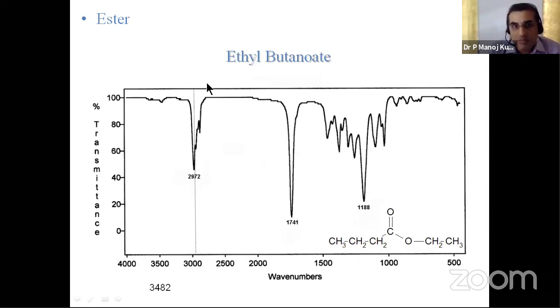And see the peak here, what peak are you getting? You are not getting any peak above 3000. Can you compare this? Any peaks above 3000? No. Why? Because only the saturated portion is there. CH3, CH2, CH2, CH2, CH2. You will not get any peaks above 3000. Suppose if the compound contained an alkene or an aromatic ring, then it would have shown peaks above 3000. Now it is showing below 3000 because only aliphatic portions are there. C double bond O is coming at 1741.